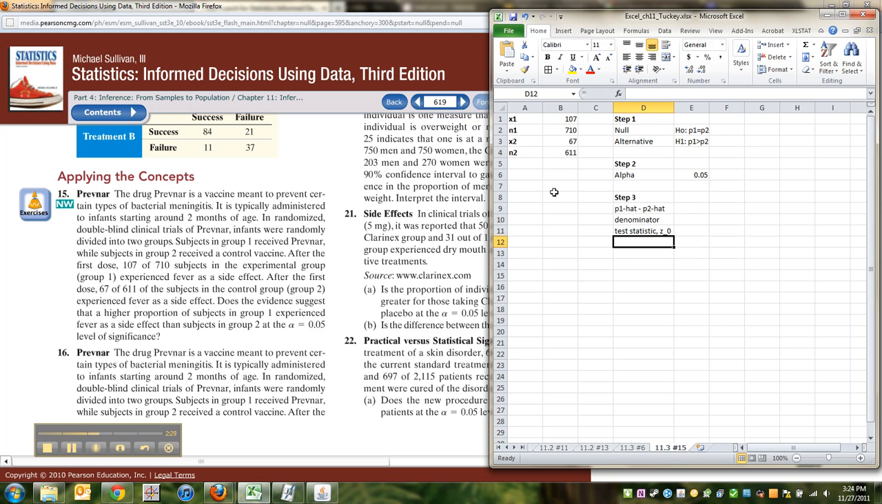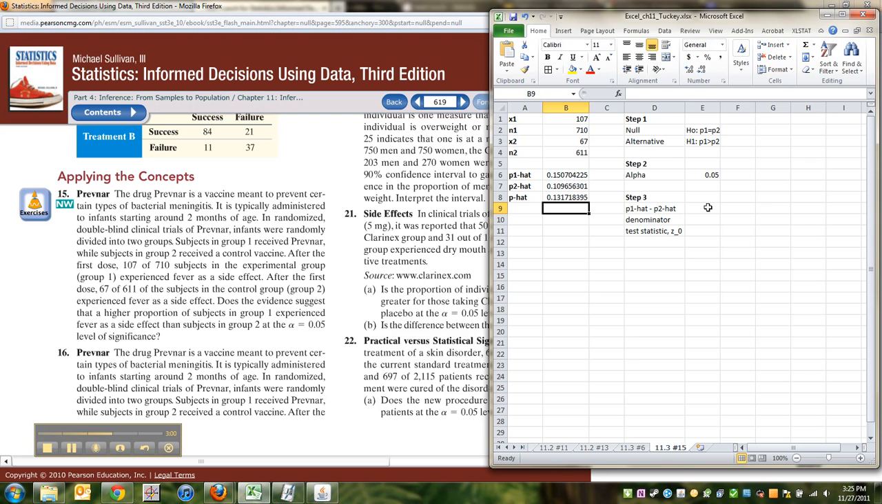All right. Now to find P1 hat and P2 hat, I'm first going to have to find P1 hat and P2 hat and P hat. Okay. So P1 hat is X1 divided by N1. P2 hat is X2 divided by N2. And P hat would be parentheses X1 plus X2, close parentheses, divided by parentheses N1 plus N2. There you go. Okay, so the first thing I want is the difference. So I'm going to take P1 minus P2.